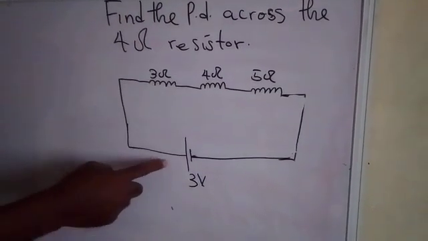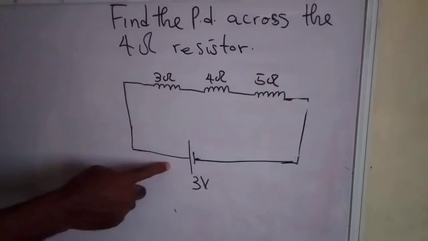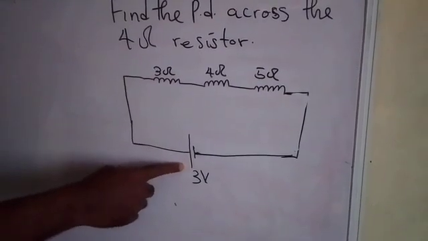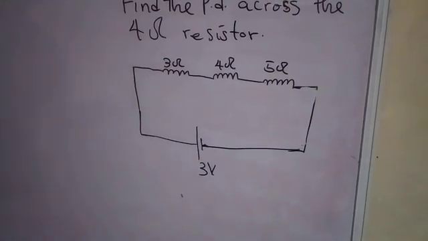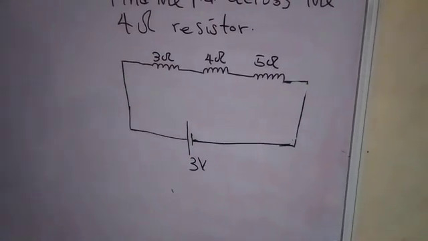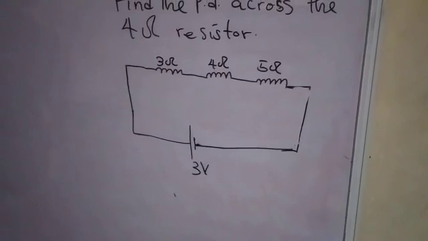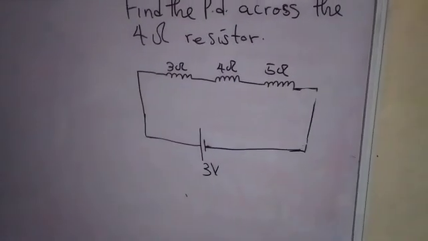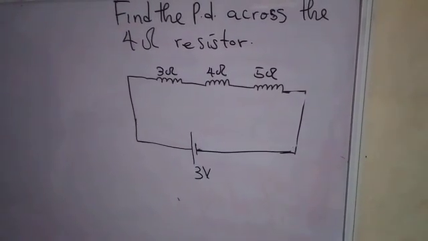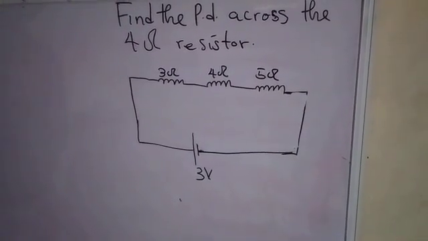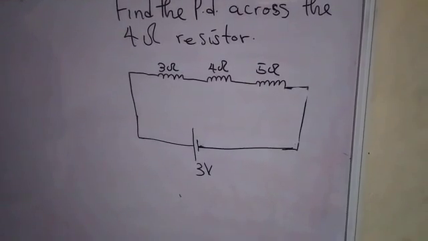Now here is the circuit. You have the cell with EMF 3 volts, and you have 3 resistors connected in series. The first one is 3 ohms, the second one 4 ohms, the third one 5 ohms.